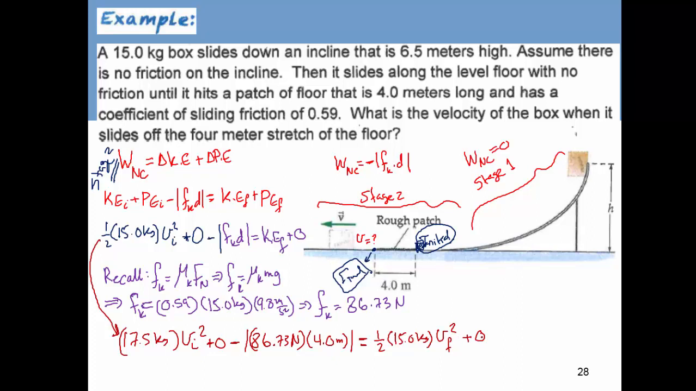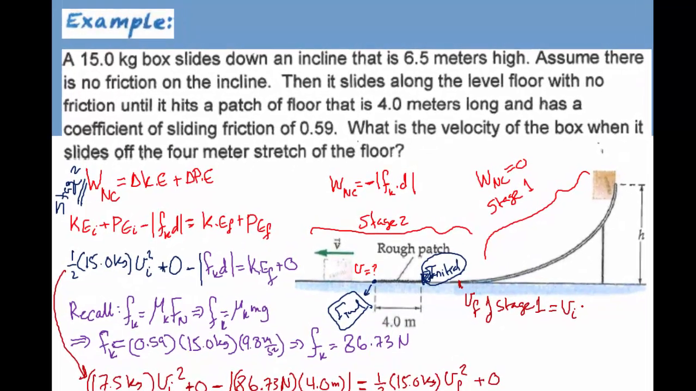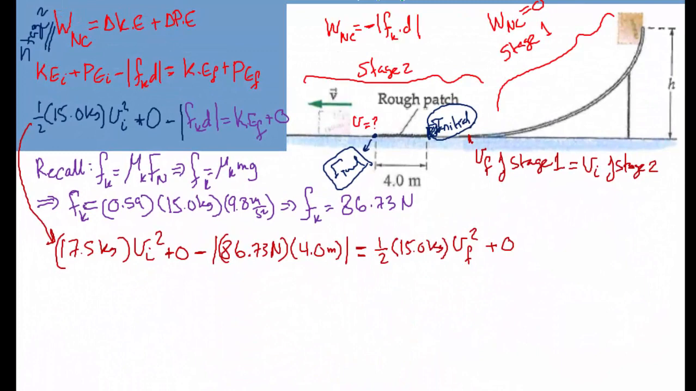So we cannot solve this equation, and hence we have to refer back to stage 1 in order to find the initial velocity of stage 2. This is because the final velocity of stage 1 is equal to the initial velocity of stage 2. Okay, so now in stage 1, the initial condition is here. That's when the box starts sliding, and the final condition is here. This is for stage 1. Also in stage 1, the mechanical energy is conserved because there are no non-conservative forces acting on the object.